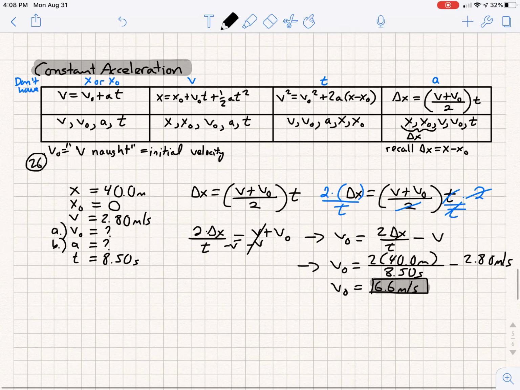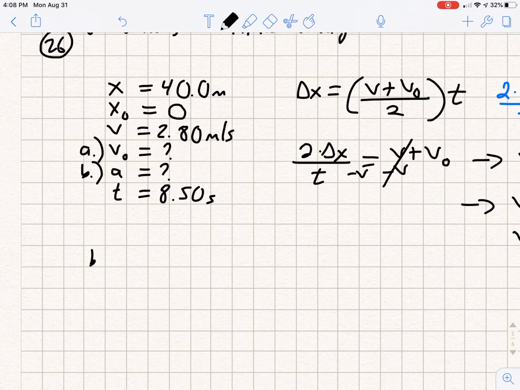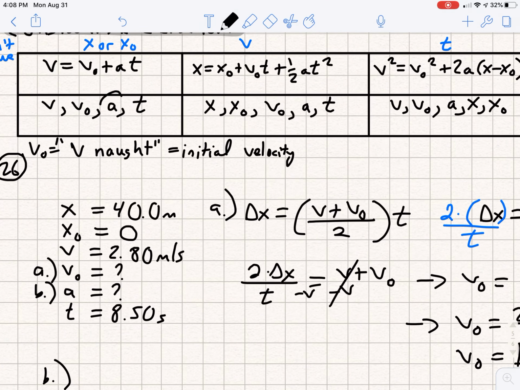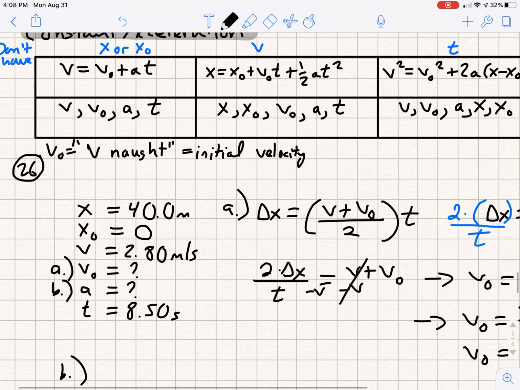Part B wants to know the acceleration in the problem. So this was all part A. Now, acceleration, you have three possibilities. I see three equations that have acceleration in them. Now, sometimes we just have to work smarter, not harder. I'm thinking we use the first equation since it has the fewest variables that we already know and is a much easier equation to solve.